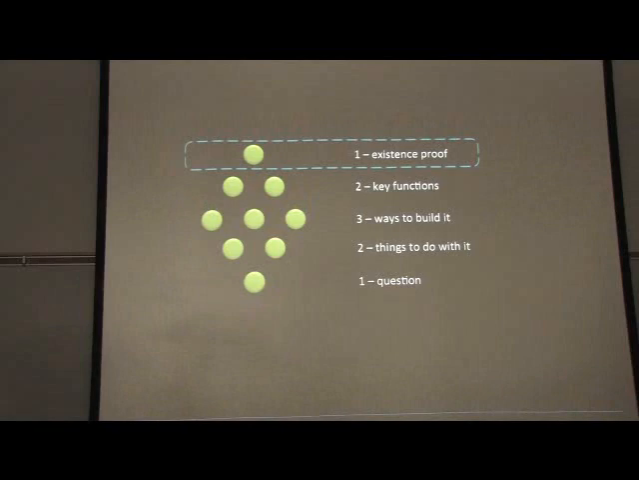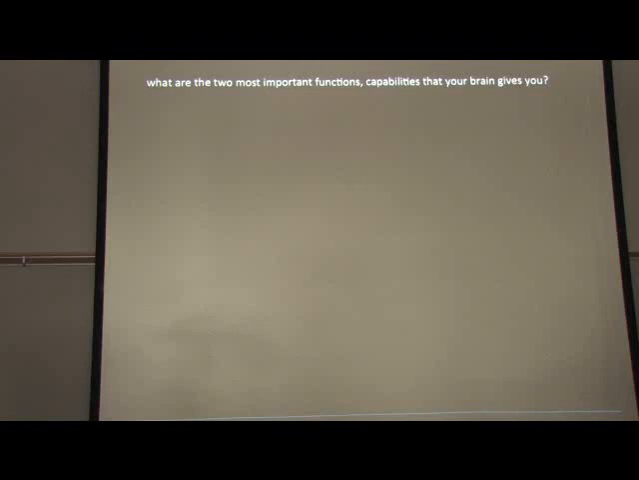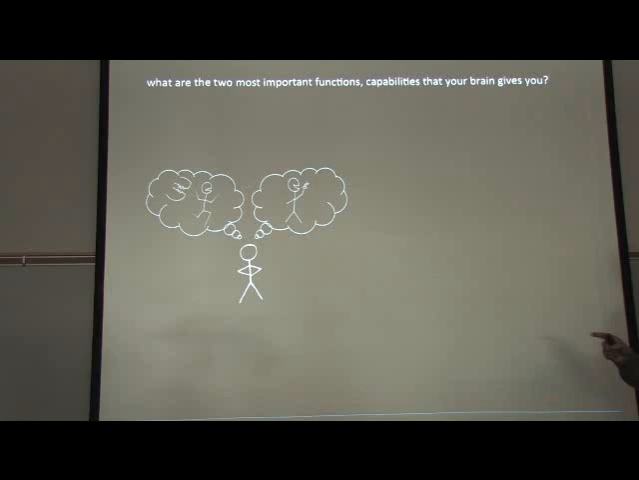So with that existence proof of the brain, what are the two key functions that the brain performs? What does the brain do that's really, really critical? So again, in the style of a story, this is you or any other human or any other being for that matter. And this is one of the two key things. Your brain lets you predict how things are going to happen.